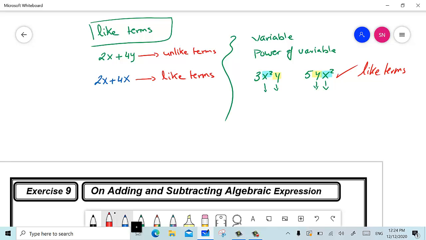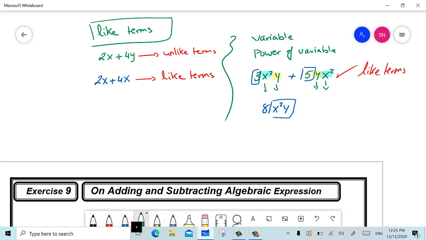So if I have like terms, simply I can add them together. If I say 3x squared y plus 5yx squared, I'm going first to look for the coefficients and add the coefficients together. So 3 plus 5 equals 8. And what about the variables? The variables are written just as they are, x squared y. So when I'm adding or subtracting like terms, I'm only adding and subtracting the coefficients, but the variables remain as they are.